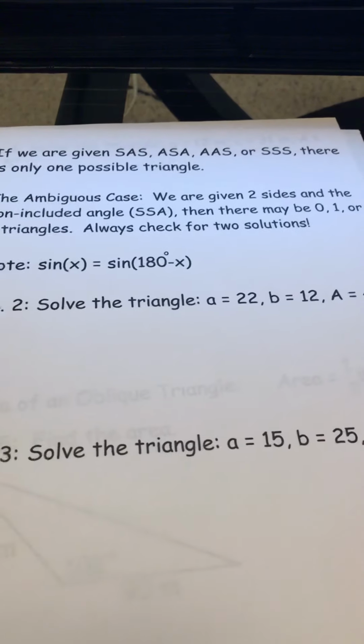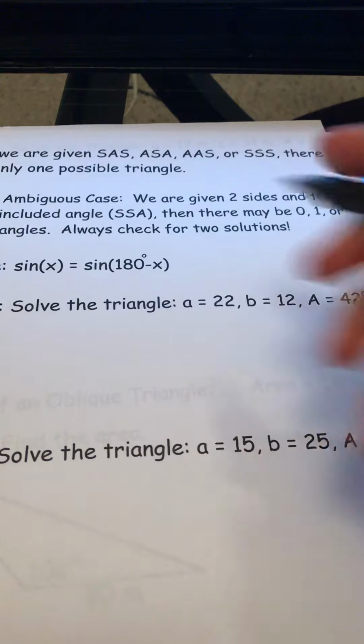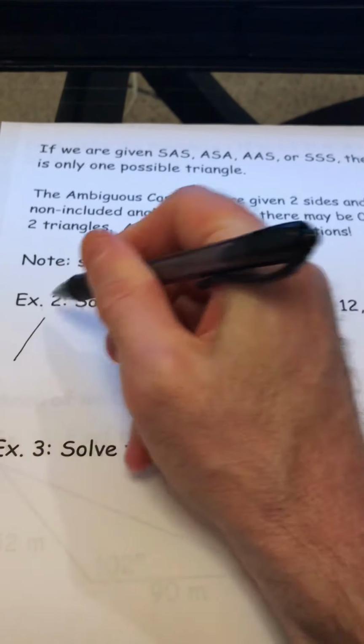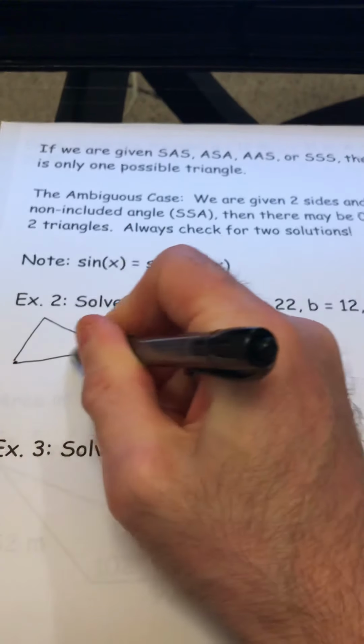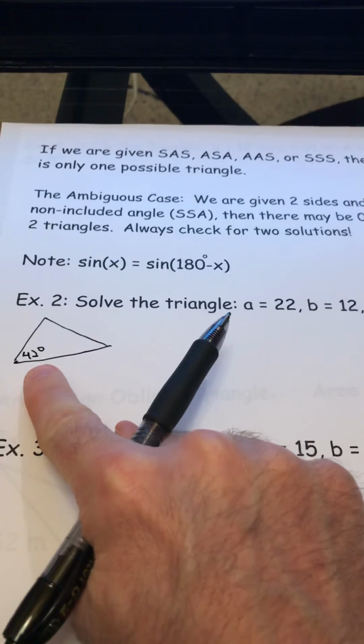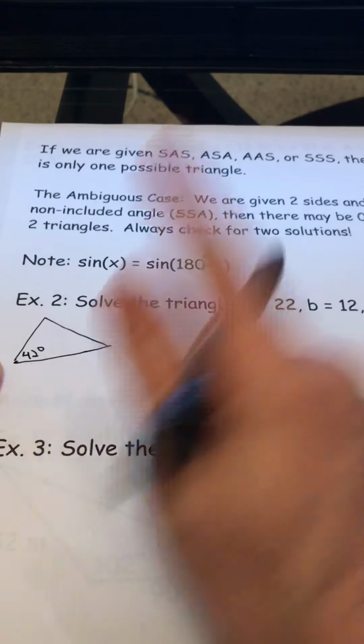So, for example 2, now we're given side A, side B, and angle A, and again, we want to solve the triangle. So what I'm going to do is set up a sketch here. It doesn't have to be perfect, but I am going to make that roughly 42 degrees. So now here is A, so here is 22. Side B is smaller than 22, so I'm going to make that my side B.